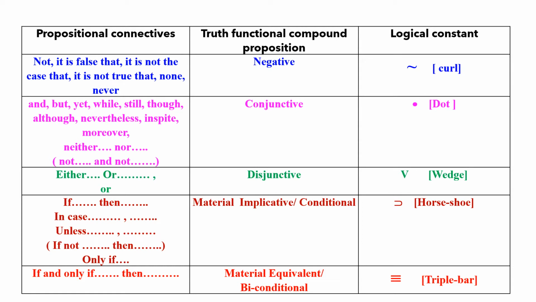Then the propositional connective when used is if and only if, then the truth functional compound proposition will be material equivalent or biconditional, and the logical constant used will be triple bar.